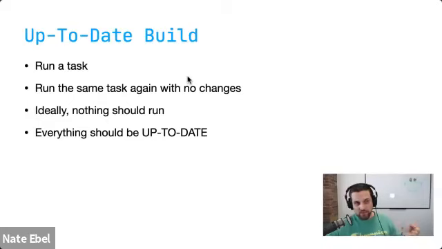Now, up-to-date builds is the opposite. So imagine we run our assemble task, it runs, does its thing, finishes. If we then run that same assemble task again with no changes to our project, ideally nothing should run. That's because everything should be up to date. If we haven't changed anything, then all of the outputs should still be there, which means all of the inputs based on those outputs should still be valid, which basically means nothing should have to rerun, and our build should finish almost immediately, like within a second or 2 seconds.